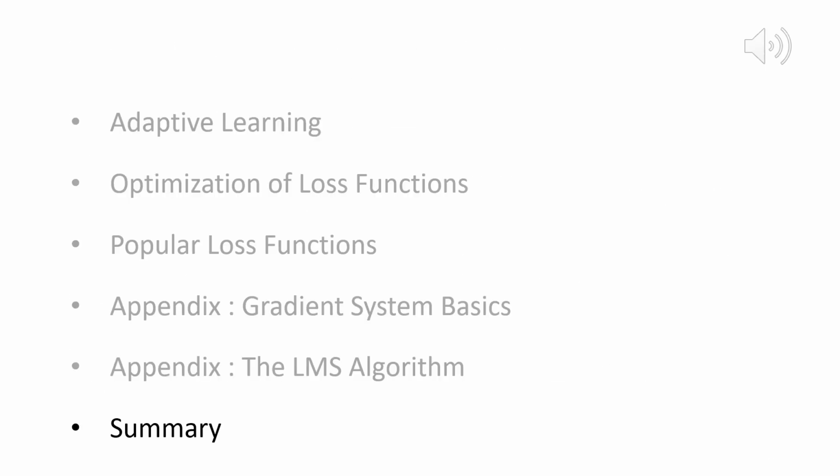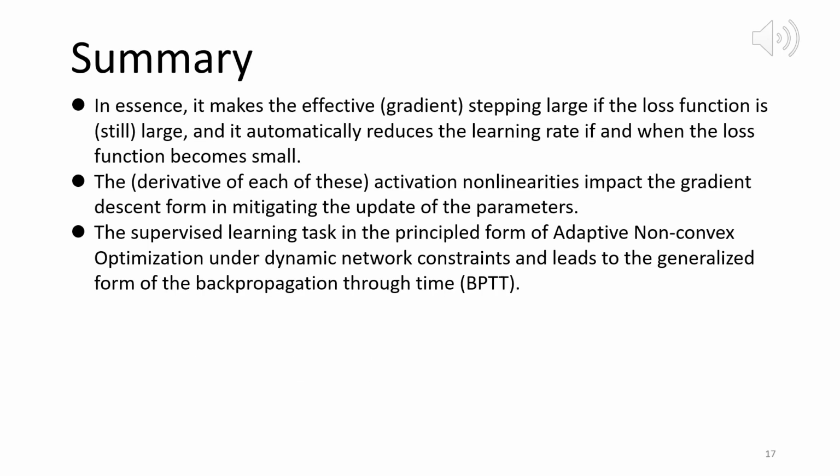Let us summarize this chapter. In essence, it makes the effective gradient stepping large if the loss function is still large, and it automatically reduces the learning rate if and when the loss function becomes small. The derivative of each of these activation nonlinearities impacts the gradient descent form in mitigating the update of the parameters.